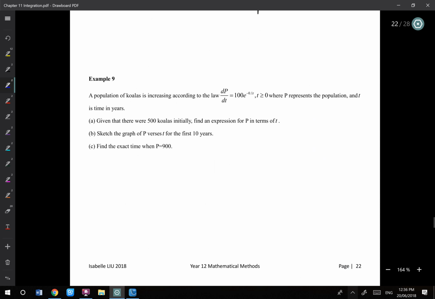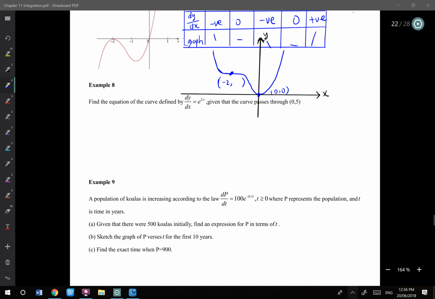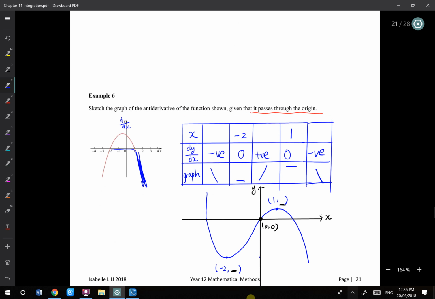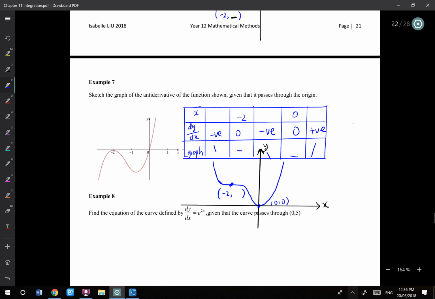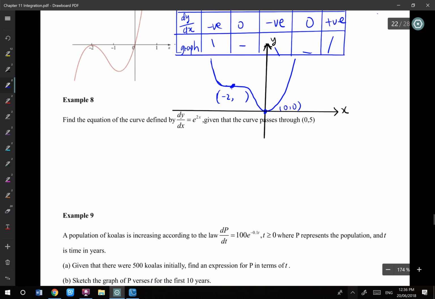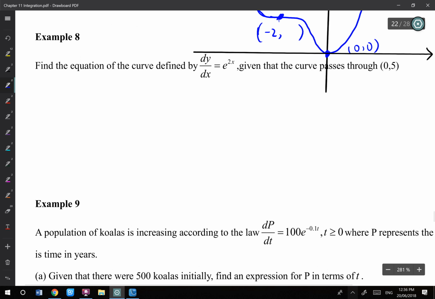Alright, go to, which one? Let's see. I want you to do 5 by yourself. Let's do 8. Now have a look at 8. Find the equation of the curve defined by dy/dx equals e to the 2x, given that the curve passes through 0, 5. It's very, very easy actually, this exercise.